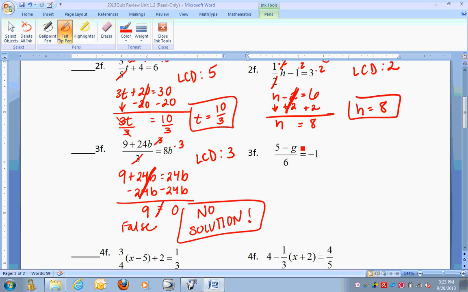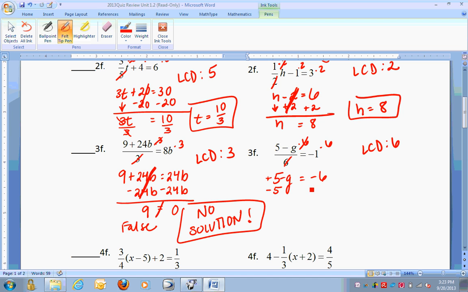All right, on problem 3F, our least common denominator is 6 because it's the only one. So I multiply both sides by 6. These 6's cancel, so I'm left with 5 minus g equals negative 1 times 6, which is negative 6. Okay, now I want to get g by itself, so I have to get rid of this positive 5 out here, right?